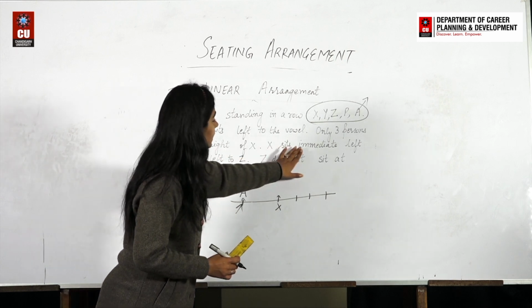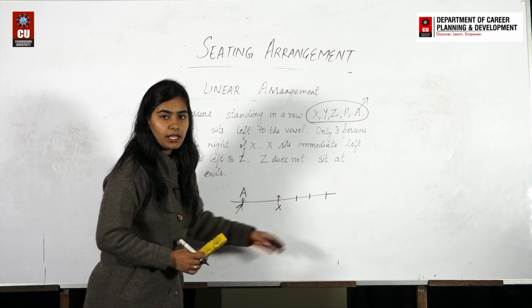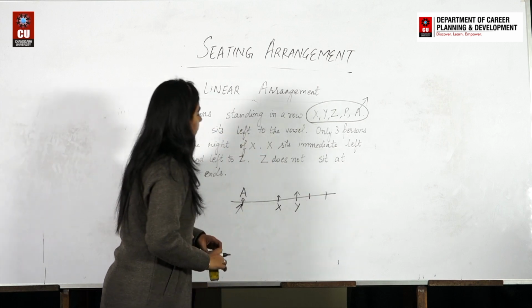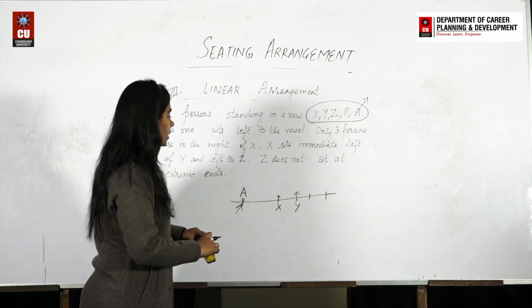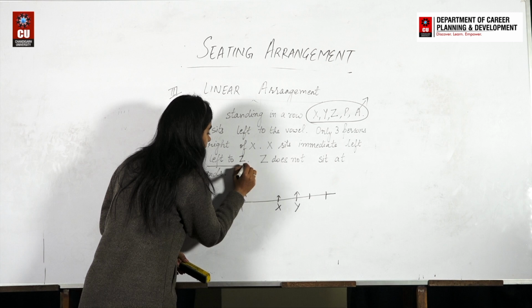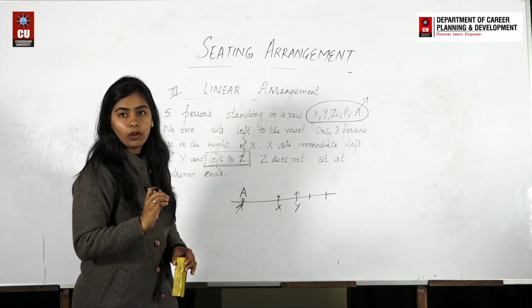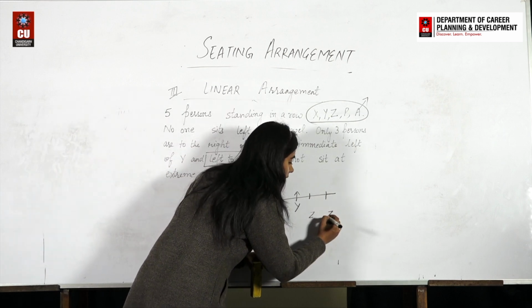Next, X sits immediate left of Y. Now Y will be placed here. And X is to the left of Z, but that is not the immediate left of Z. Either Z will come here or here.